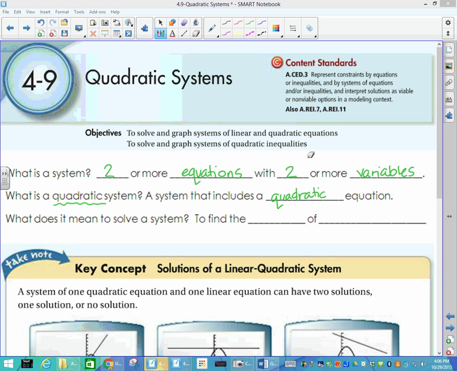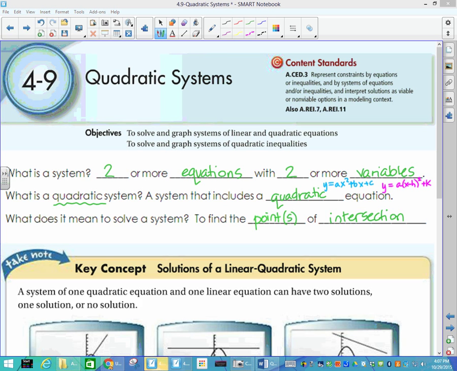A quadratic equation in standard form, we've seen it, y equals ax squared plus bx plus c. We have also seen it in vertex form where it's y equals a times x minus h squared plus k. So we've had two different forms. What does it mean to solve a system? That means to find the point or points of intersection.